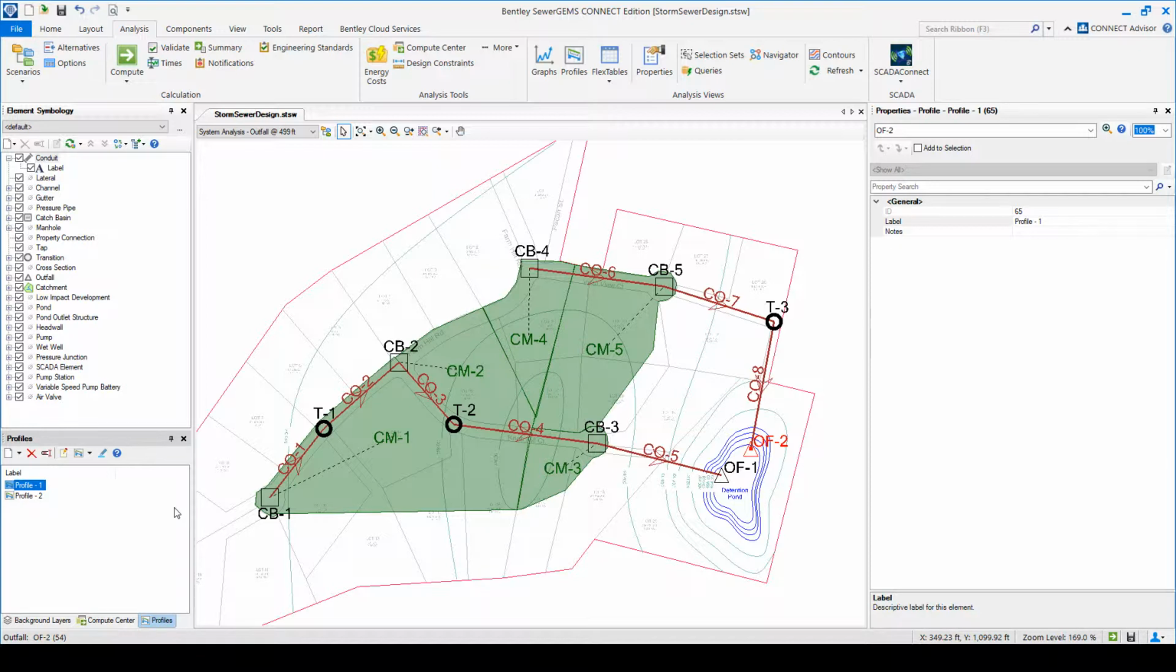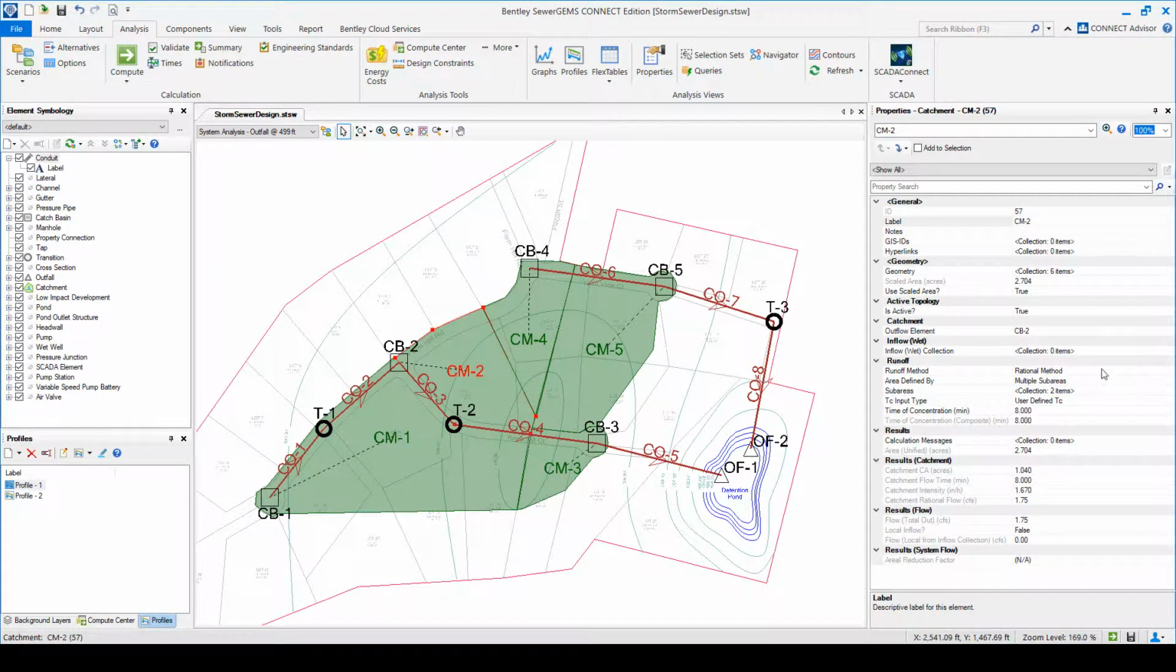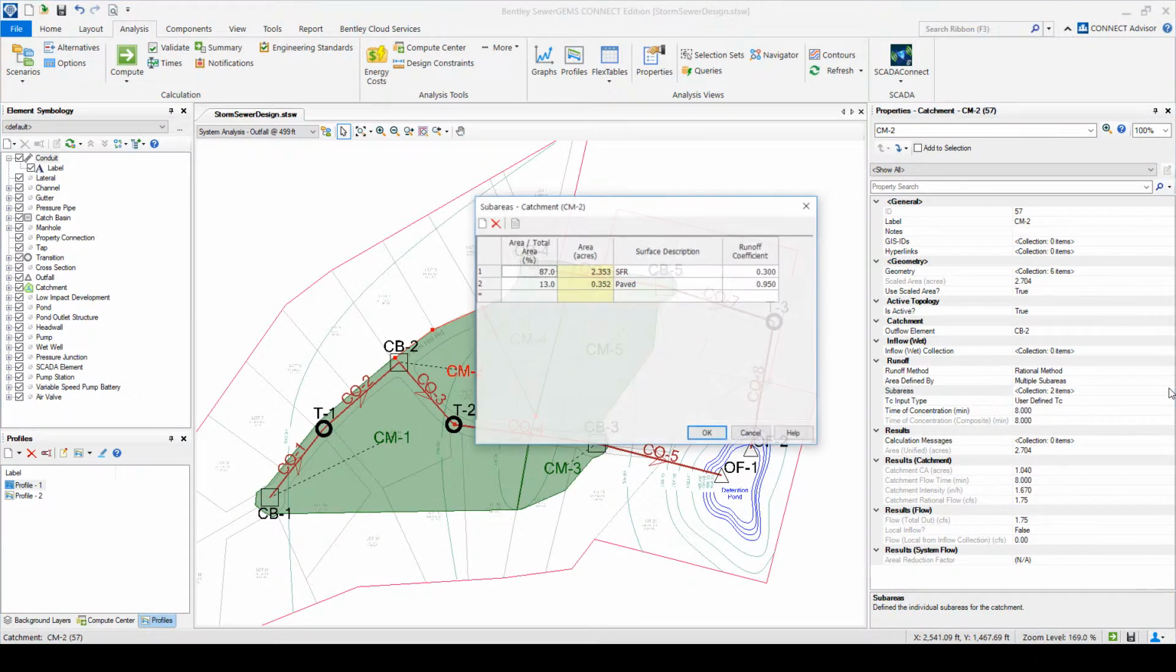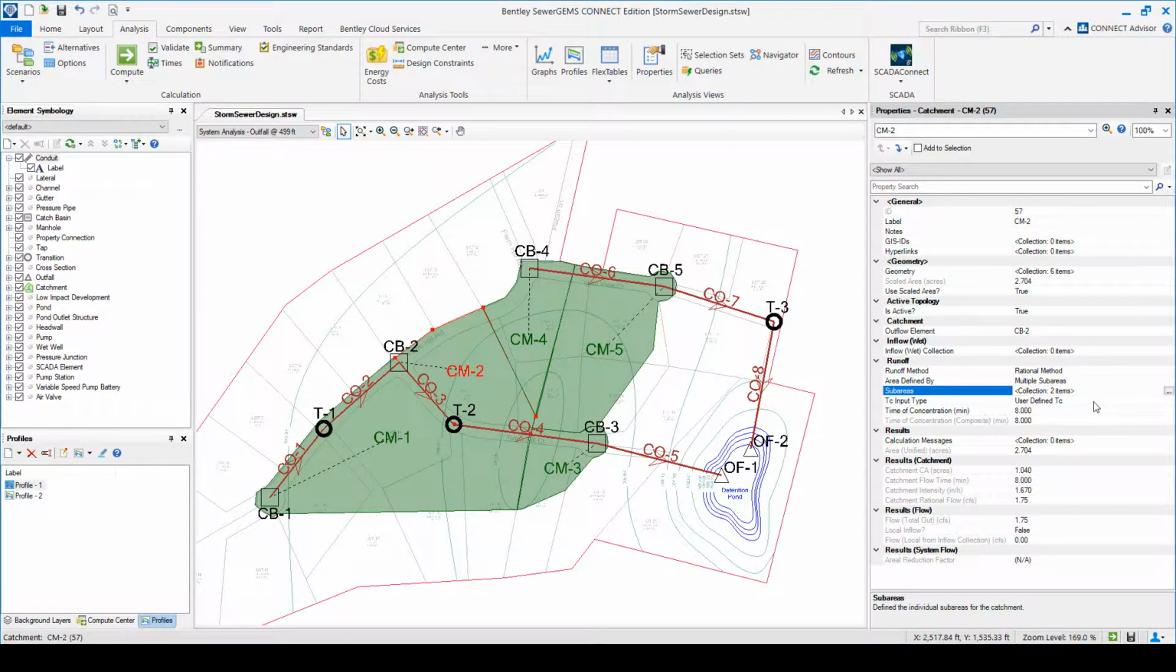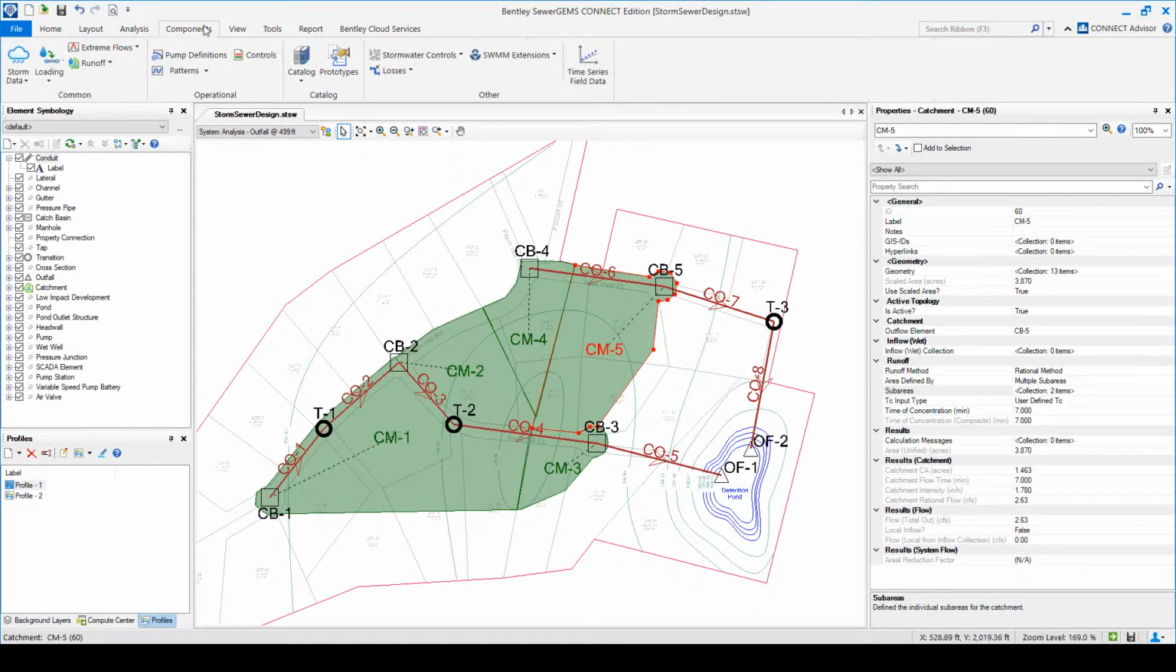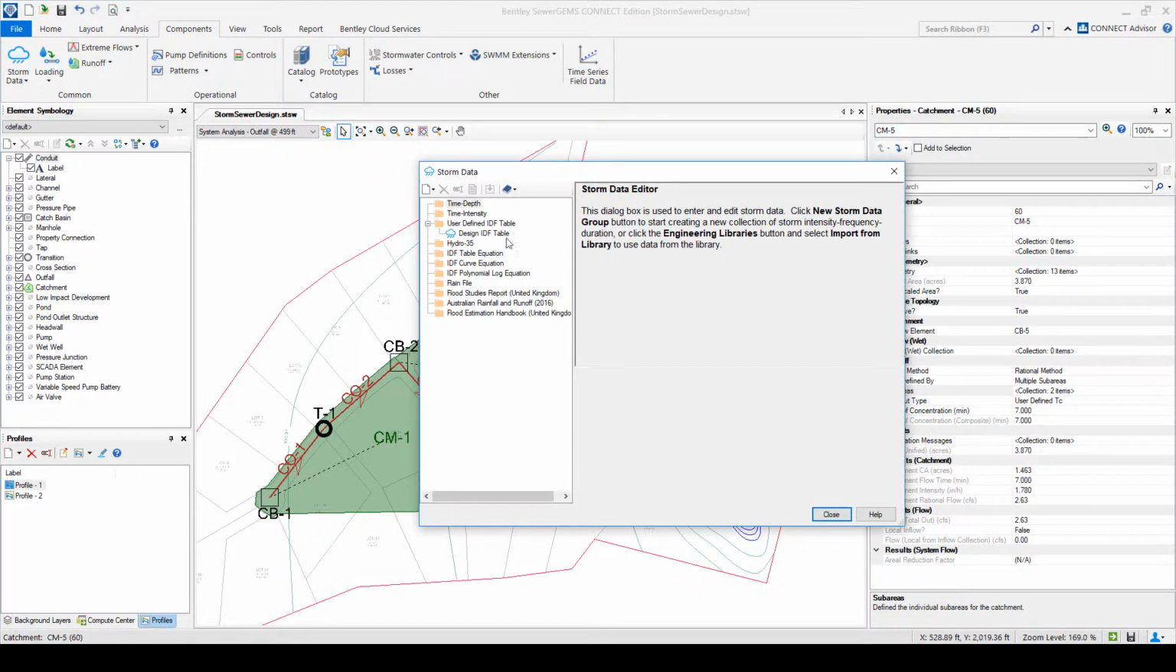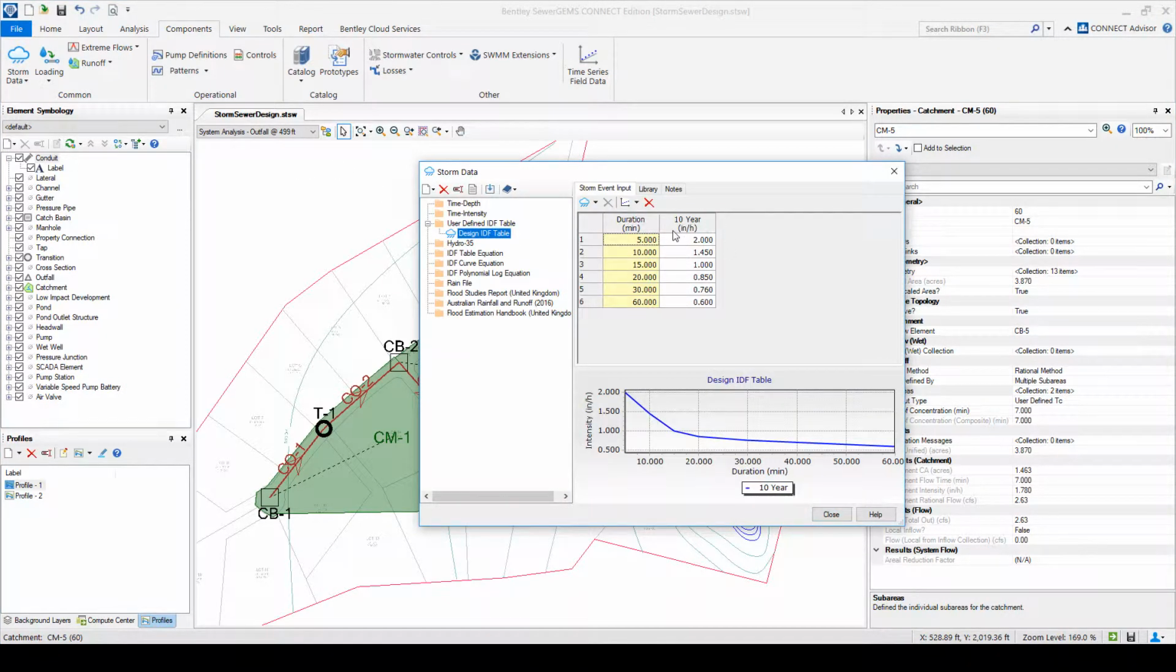Well, so basically we input catchment information, right? Which we said we're going to use the rational method. We're going to have multiple sub areas, and we had 87% single family residency and 13% paved with its respective C coefficients. We defined the time of concentration for each catchment as well. So you can see those times. We input storm data, so our IDF curves for the 10-year event that we're using for this design. Okay, so based on that information, StormCAD calculated the flows.